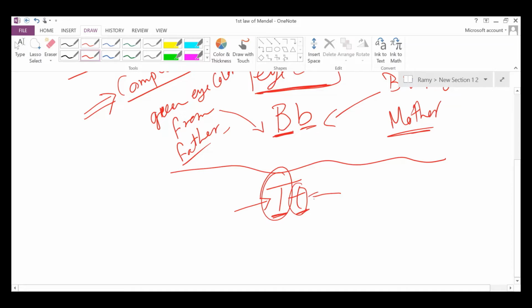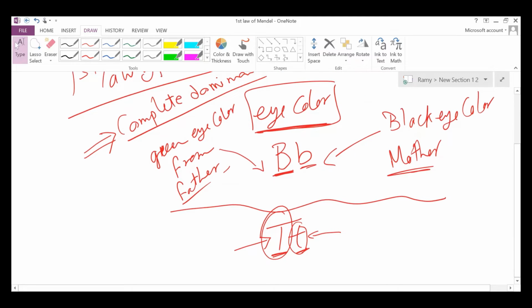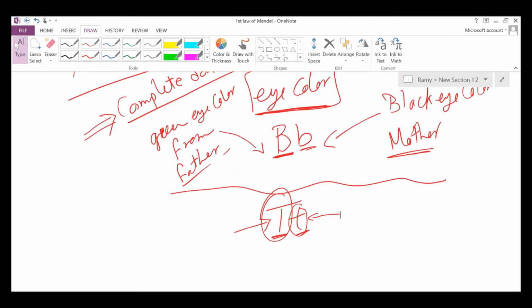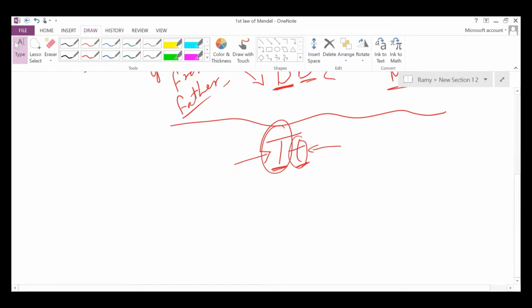So T small is recessive, and it will not appear in the first generation, as Mendel said. We are following the first law of Mendel, complete dominance. In the presence of T capital, which is dominant, T small will not make any effect, like it's absent or not present, even in the genotype. So what I'm writing here is called genotype.